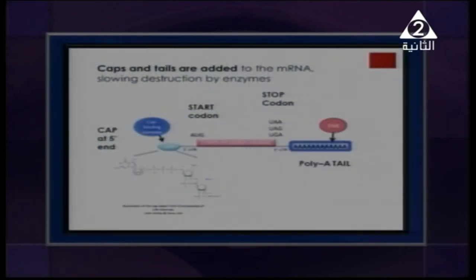This diagram illustrates the structure of messenger RNA. This is the ribosome site position, and AUG is the start codon, and there are three codons called stop codons, and this is the polyadenine tail that prevents the breaking down of messenger RNA by any enzyme in the cytoplasm of the cell.